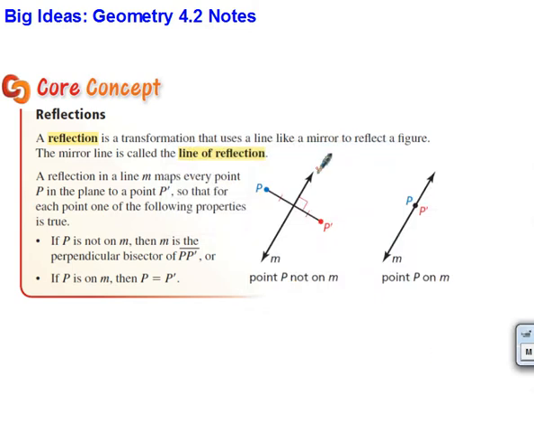Alright, these are the video notes for the Big Ideas book, Geometry section 4.2. Today in this section we're talking about a reflection. A reflection is where a figure is reflected over a line. The line is called the line of reflection. This figure should stay the same shape and the same size, but may look slightly different because of the reflection.